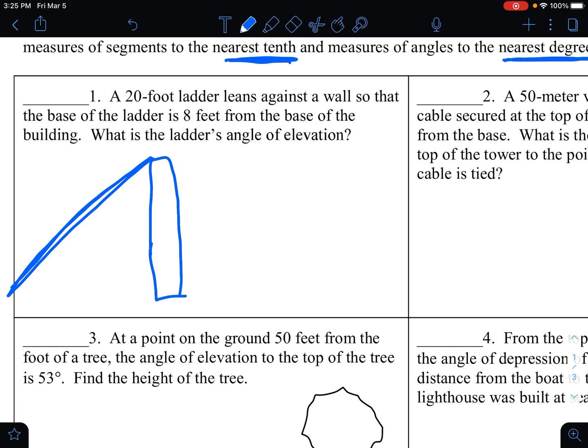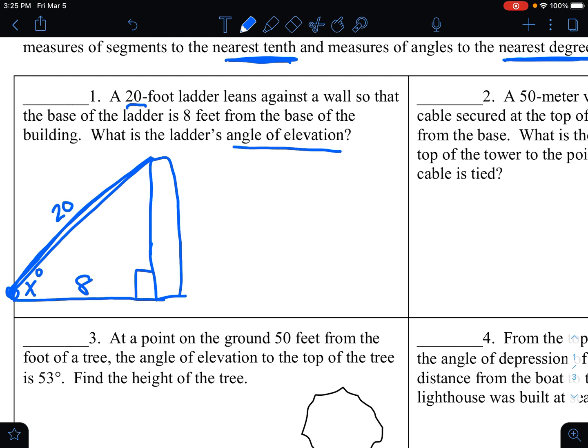So it's leaned against a wall so that the base of the ladder is 8 feet from the base of the building. So here's the base of the ladder. Here's the base of the building. This is going to be 8. So there's my triangle. The ladder itself is 20 feet. So since this is the ladder, the 20 goes along what now is the hypotenuse of this triangle. We are calculating the angle of elevation. So that's going to be right here. I'm going to call that x.